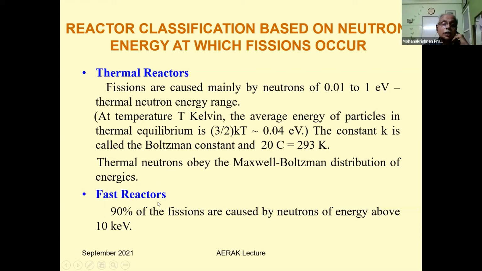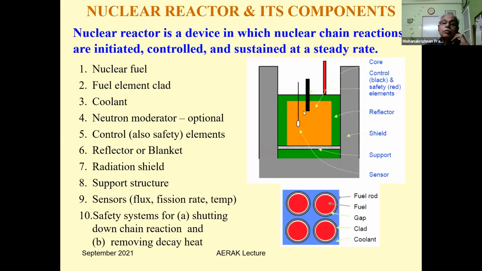Fast reactors are where 90% of the fissions are caused by neutrons of energy above 10 keV. There is no moderator like water or heavy water or graphite in the reactor. So these are just whatever I have been saying, in a summarized way.